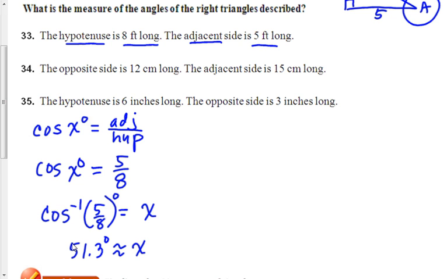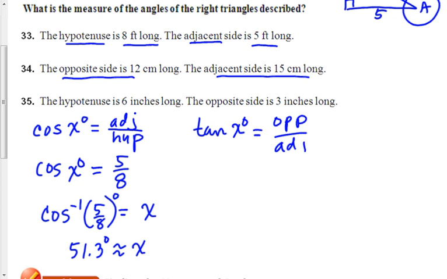So the next one, we are given the opposite side and the adjacent side. We're not given the hypotenuse. So that would be the tangent. It uses those two. So the tangent of x degrees is equal to the opposite divided by the adjacent. And so we can substitute in those values. The opposite is 12, the adjacent is 15. You could simplify that if you want, but you really don't have to.